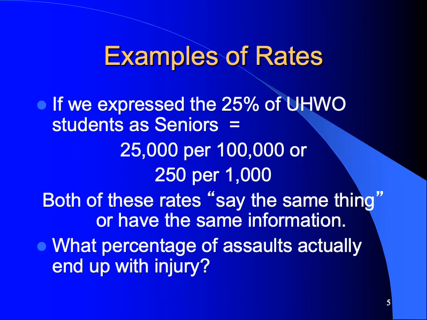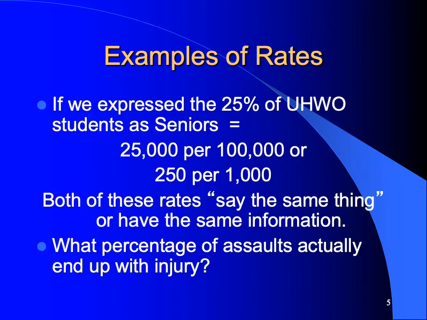Okay, so remember we said that 25% of the West Oahu students were seniors, right, in that one class. If you express that as a rate, you can see the two ways to do that. If there were 100, 25% is the same as 25,000 per 100,000, or 250 per 1,000. Again, you could put the big numbers on bottom, the smaller numbers on top, and create a fraction. Same idea. So these rates say the same thing.